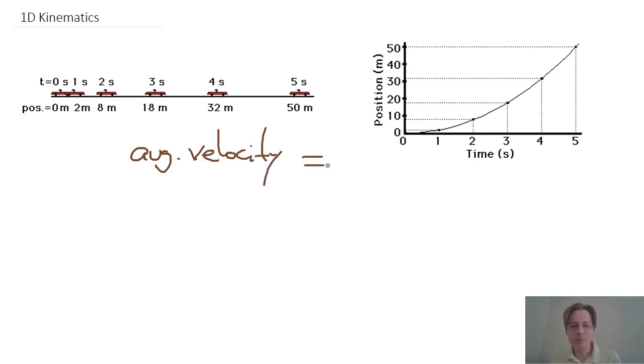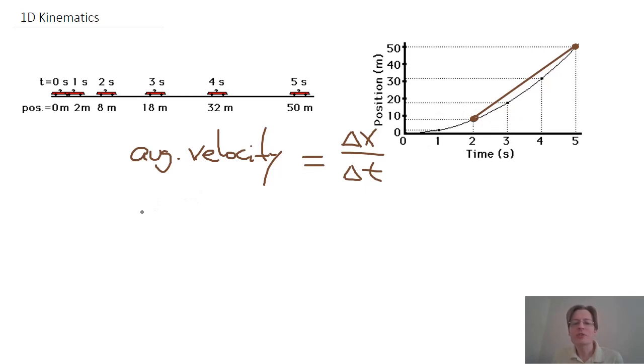Average velocity is just the change in the x-coordinate divided by the time interval. So for example, I could find the average velocity between 2 seconds and 5 seconds. I take delta x over delta t, and that's just the slope of the line between those 2 points. That's the average velocity between 2 and 5 seconds. Okay.